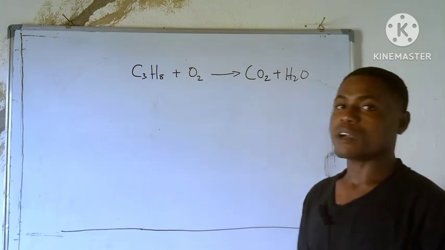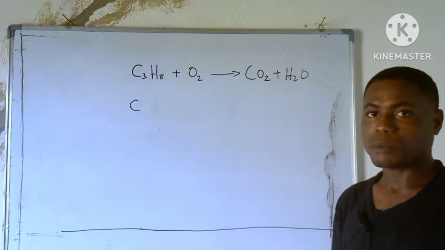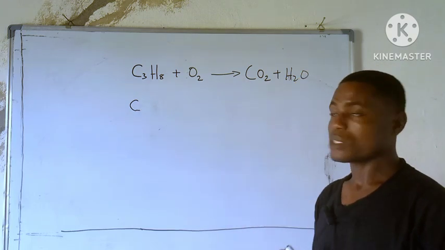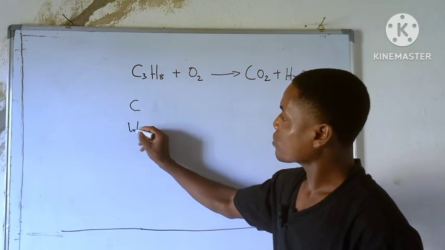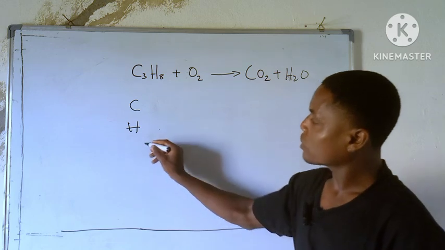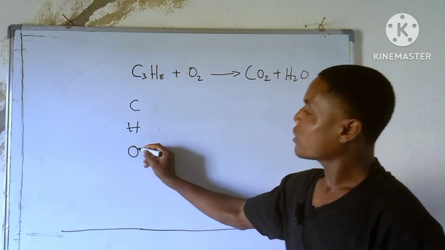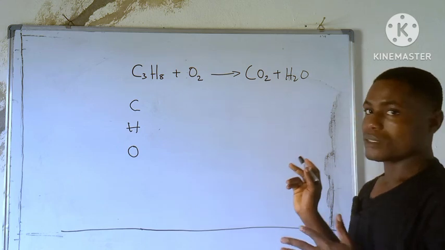The first element you have is what? Is carbon, right? Carbon. This is the first step. Now the second element is what? Is hydrogen, right? You write out hydrogen. The third element is what? Is oxygen, right? You write out oxygen. Now you are done with the left side. Let's come to the right side.